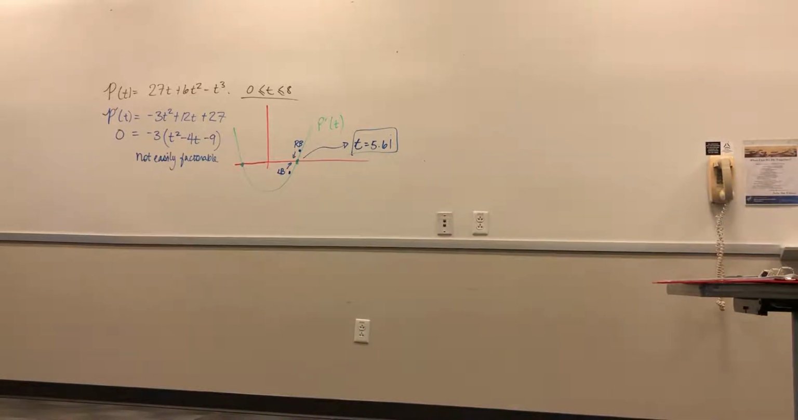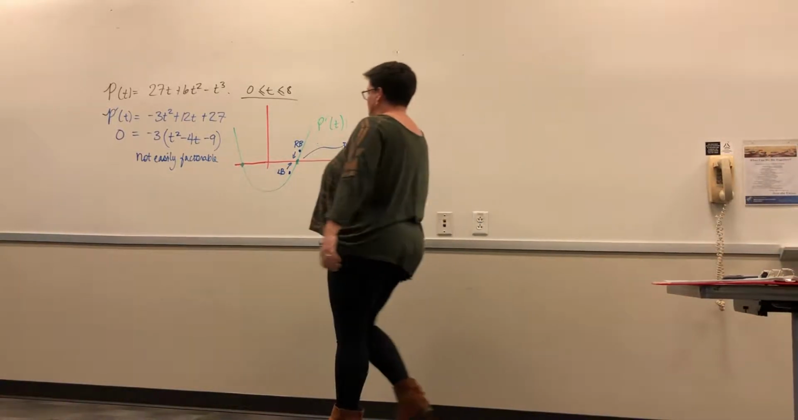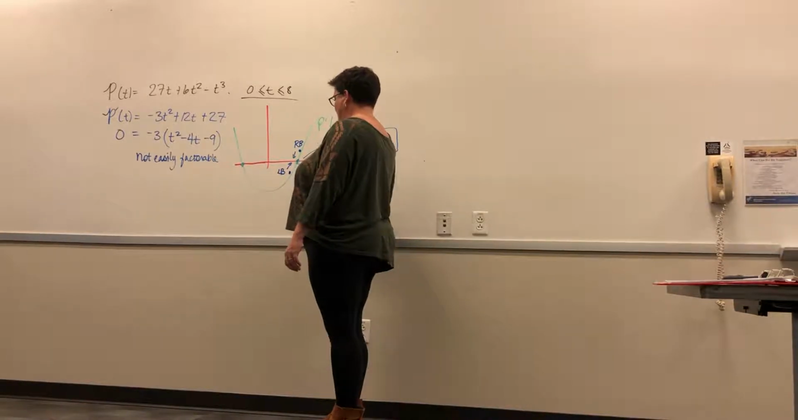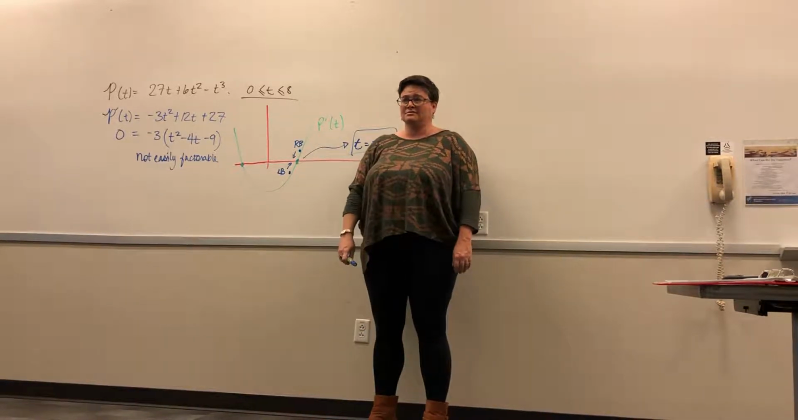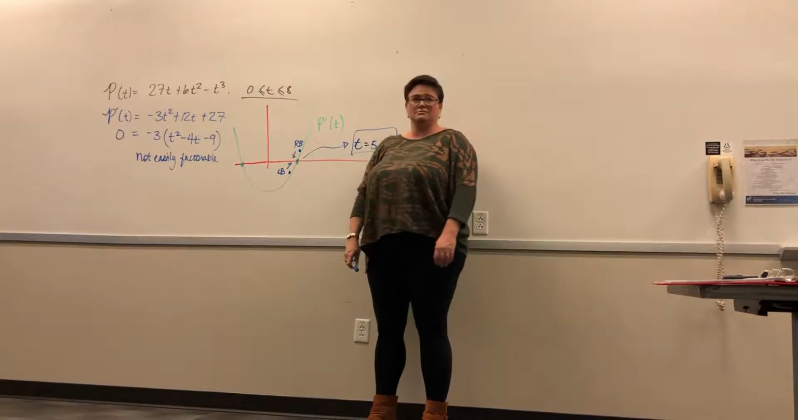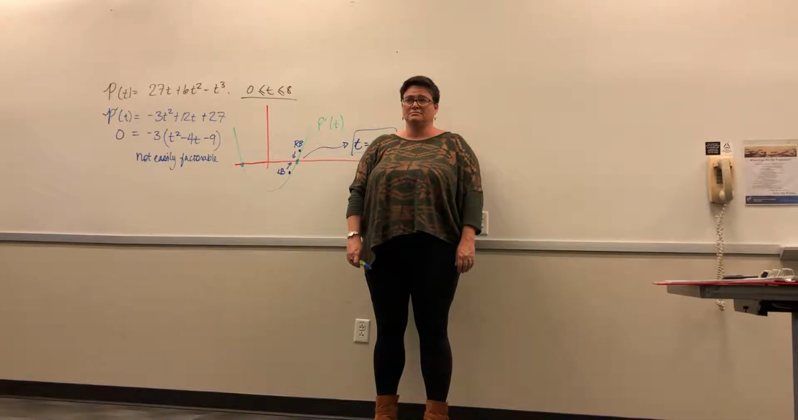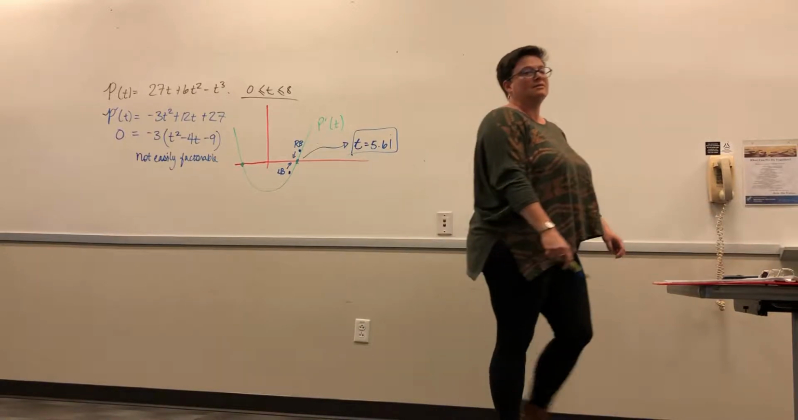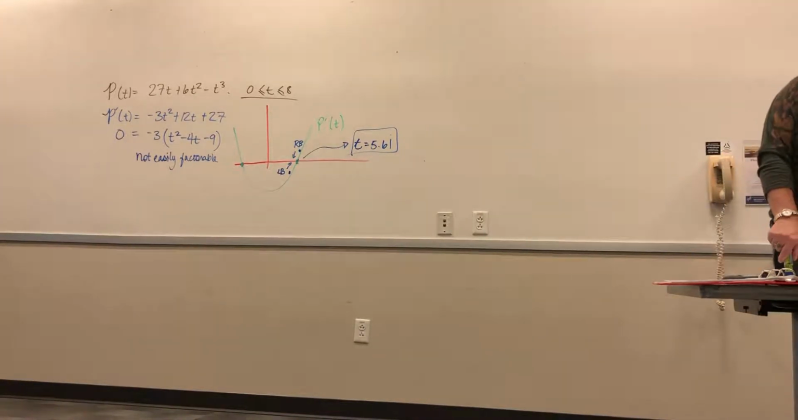Well, one of them was negative, so we discard. Which critical value makes sense in this model? The positive one. For what values of T is P increasing? Well, for everything to the left of this and everything to the right of this, right? So would you use the negative point as well? No, not in the model. So then you would say everything after, greater than 5.61, has a positive slope.